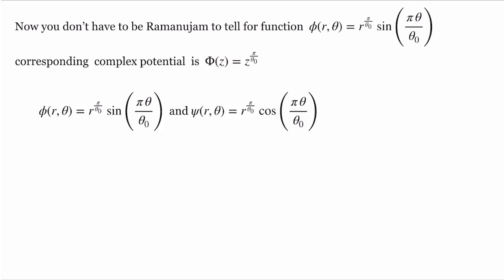In this case, the potential we have is of the form phi of r, theta equals r to the power pi by theta naught times sine of pi theta by theta naught, and its harmonic conjugate psi of r, theta is equal to r to the power pi by theta naught times cos of pi theta by theta naught. Real life is different from following some of the bookish knowledge.